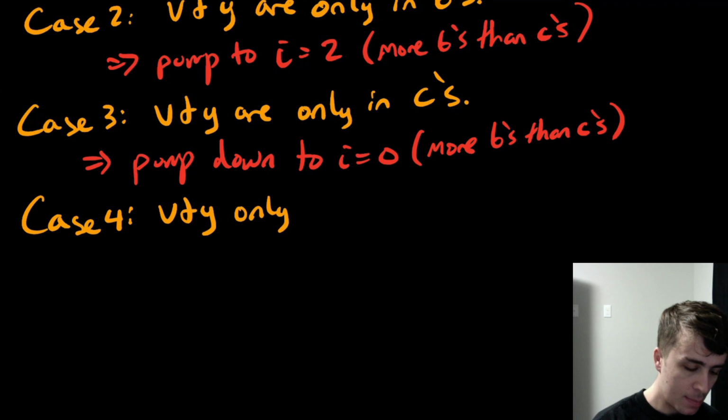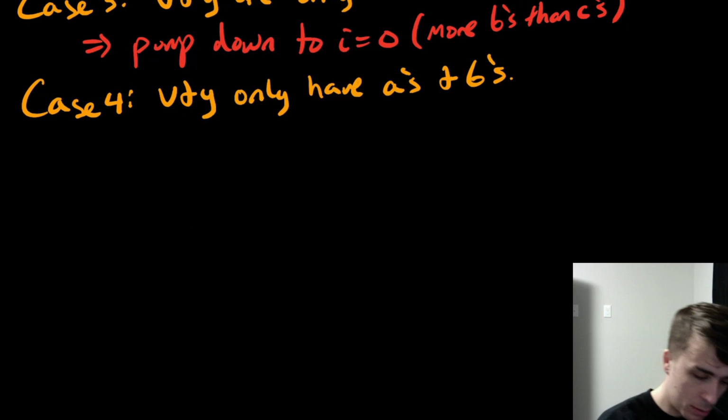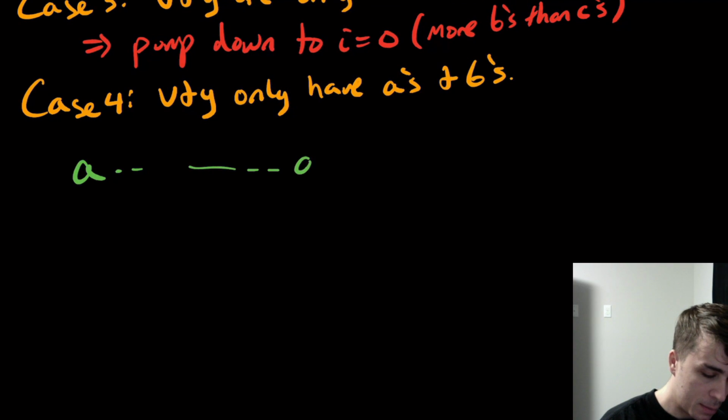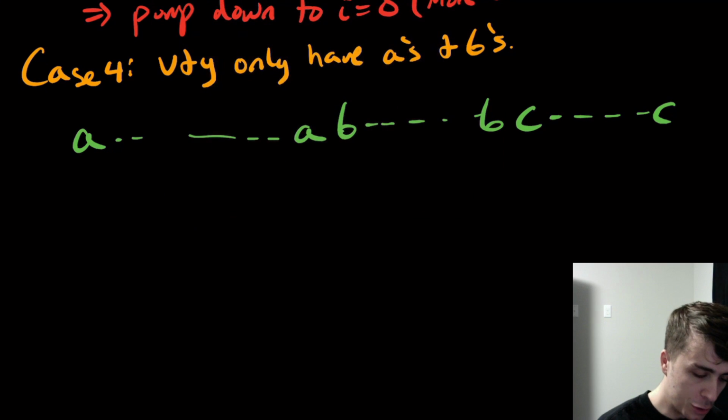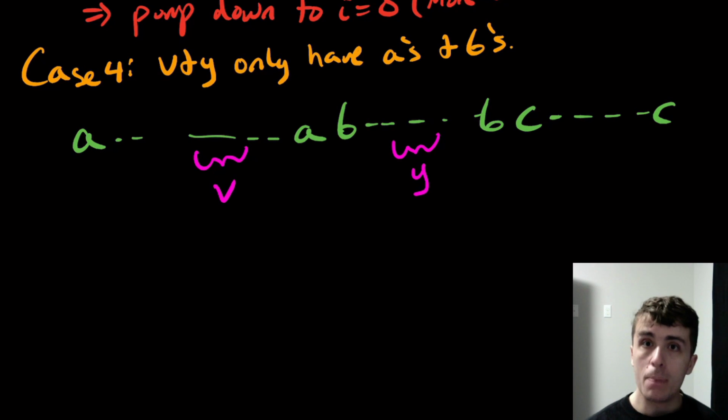Y only have A's and B's. Okay, so let's try to visualize this. So we have a bunch of A's here, B's, C's. And just like before in the first one, let's just say that the V part's here and the Y part's here. So it could be that they have the exact same number. So if I pump up or down the V and the Y together, remember they have to have the same exponent, then I could have exactly the same number of A's and B's, which actually shows that if you restrict this problem to 2 characters instead of 3, you can actually keep this to be a context-free language. Or that's actually a way to show that it is.